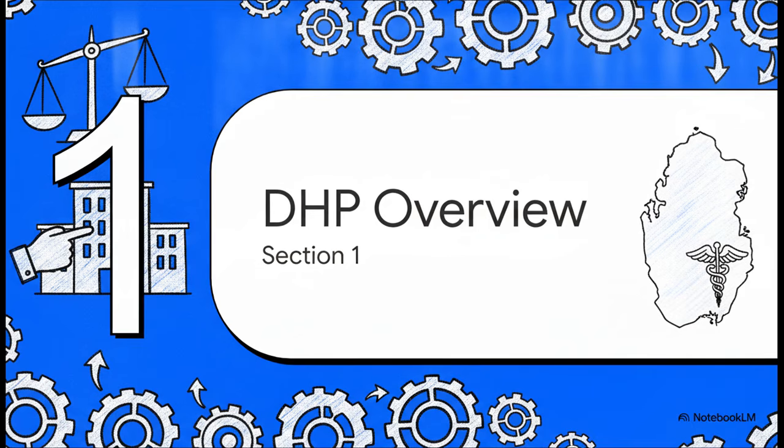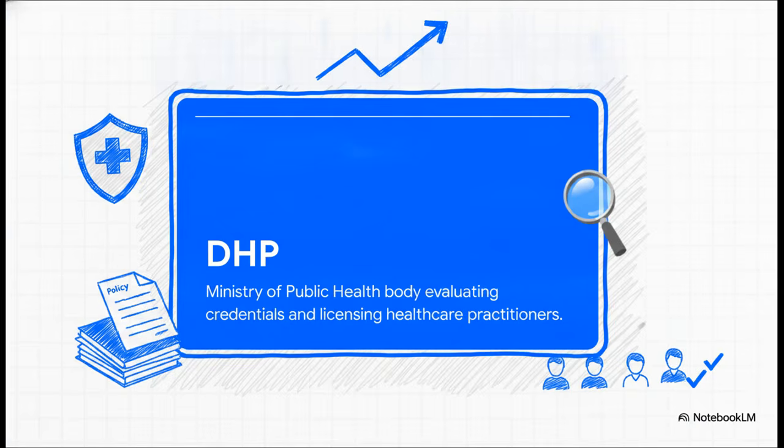All right, Section 1, DHP Overview. So, first things first, we need to understand the DHP. The Department of Healthcare Professions is the regulatory body operating directly under Qatar's Ministry of Public Health. Their number one priority? Patient safety. They are the gatekeepers. They evaluate your credentials and issue your license. And the official policy documents they publish, which, by the way, are the only things we are using for this explainer, are the absolute rulebook. What the DHP says, goes. So understanding their specific definitions is absolutely crucial step 1.